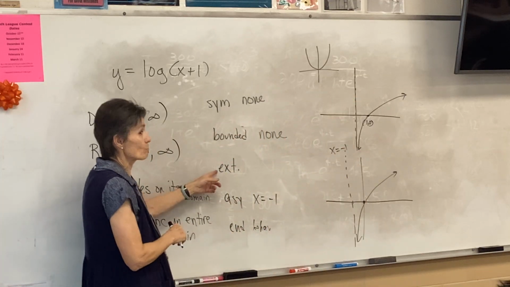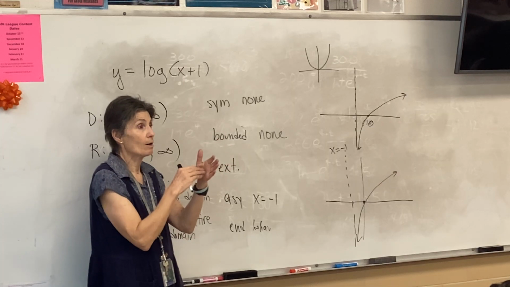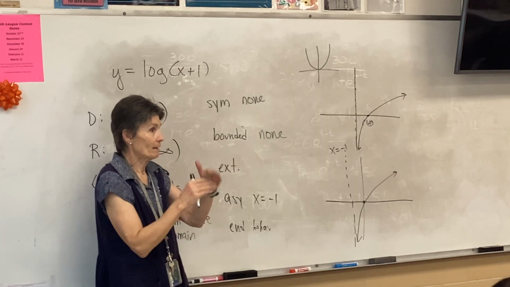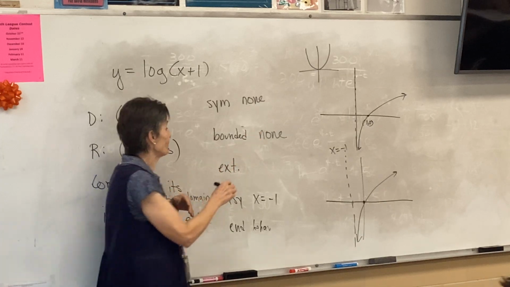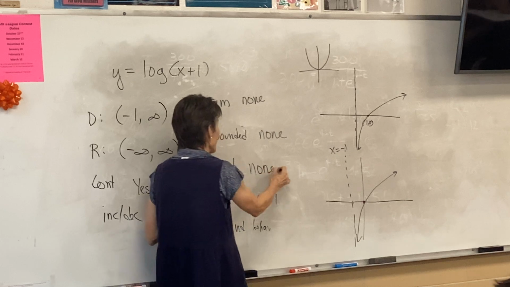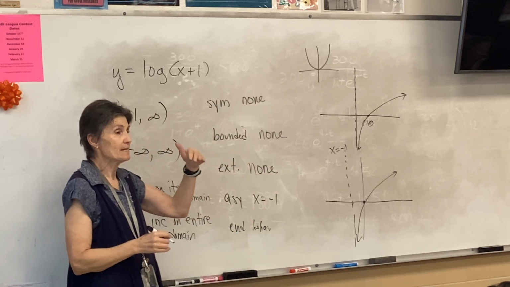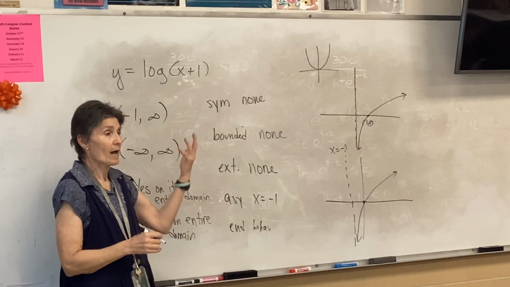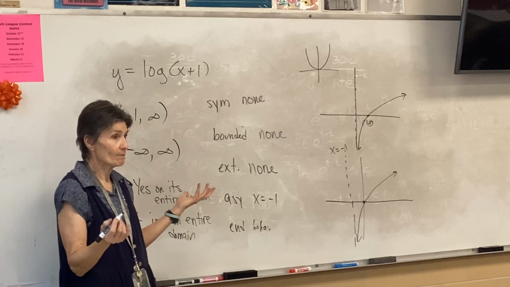Extrema. What we mean by extrema are maximums and minimums, high points and low points. Infinite, all reals. We don't have it. If you don't have a valley or a hill, you're not going to have an extrema. You've got to have a max or a min.